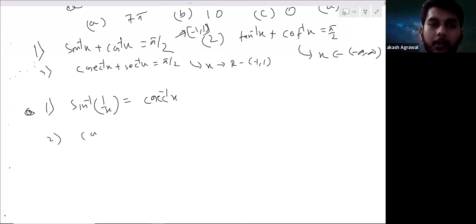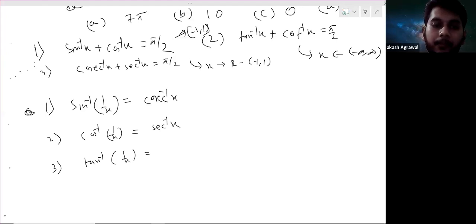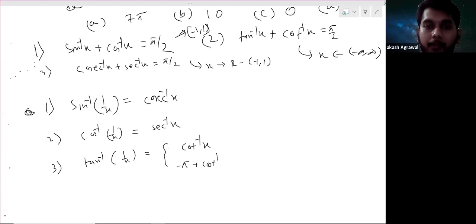ऐसे ही cos इनवर्स 1/x क्या होता है? Sec inverse x. एंड tan इनवर्स 1/x. Cot inverse x. यहाँ 2 होते हैं, cot इनवर्स x एंड पाई प्लस cot इनवर्स x. ओके. कब कब होते हैं? जब x is positive, x is less than 0. ठीक है? Yes, sir. Note it down.